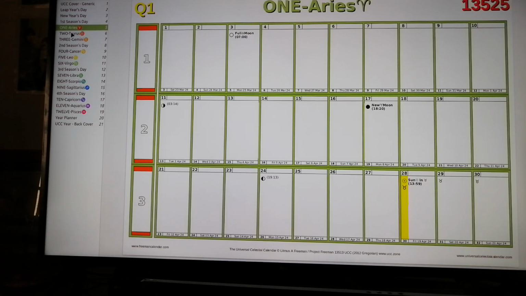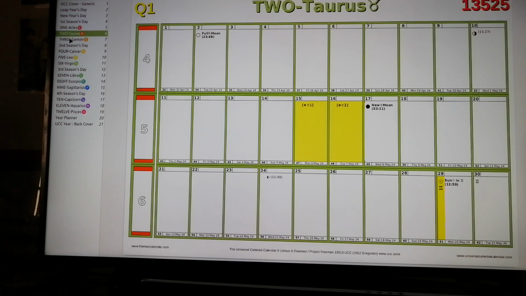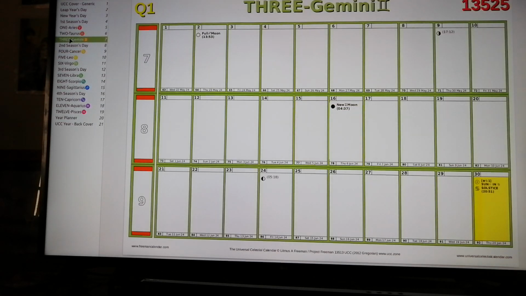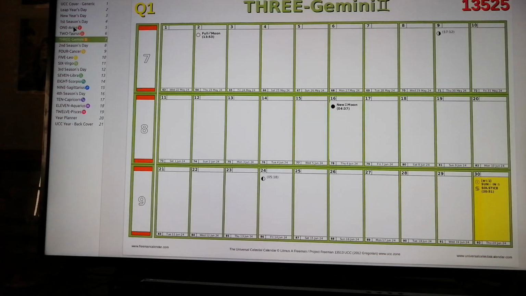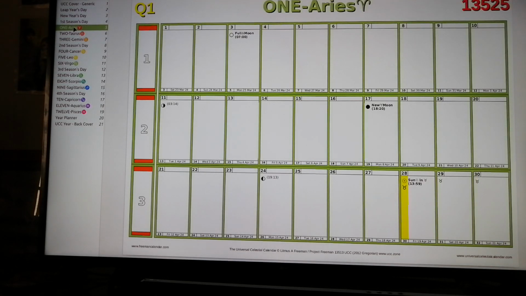And then you've got 2 Taurus and 3 Gemini. So they're the 3 months of the first quarter, and they're the 3 months of spring in the northern hemisphere, or autumn in the southern hemisphere. And you'll see each triad month has exactly the same look, and all the months have exactly the same structure: 3 deacons of 10 days.